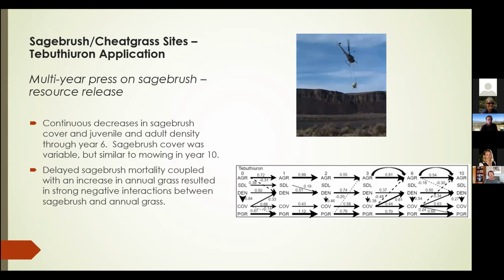If we look at the tebuthiuron application treatment, that multi-year press, as Lisa noted, we did see continued decreases in sagebrush cover and then juvenile and adult density all the way through year 6. And although sagebrush cover was variable over the years, by year 10, it was really similar to what we saw in the mowing treatment. In this treatment, we had delayed sagebrush mortality coupled with an increase in annual grass, and it resulted in strong negative interactions between sagebrush and annual grass, as we saw in some of the other treatments.